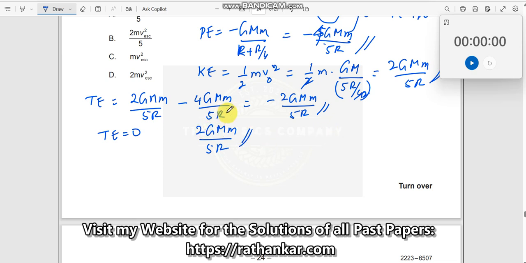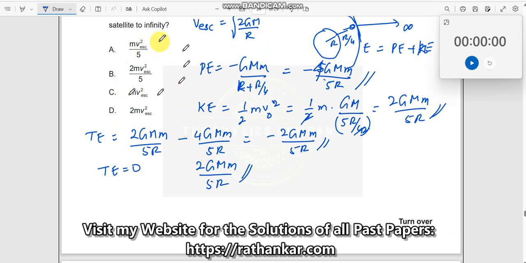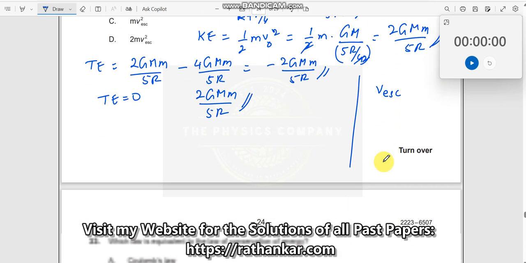But unfortunately, there is no answer like this. It is in terms of v escape square. What we do is, we know what v escape is. Let me write it down separately. So v escape is equal to root of 2GM divided by R. We already know this.